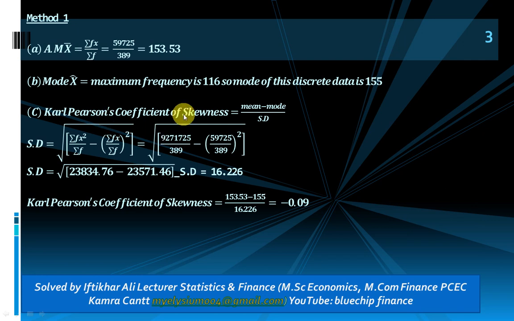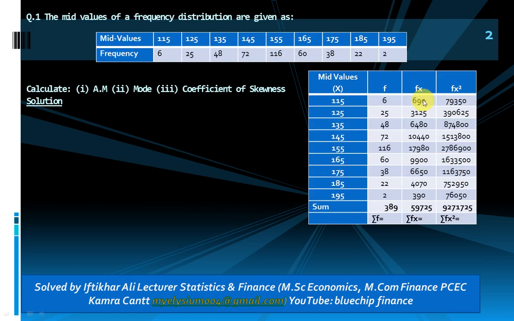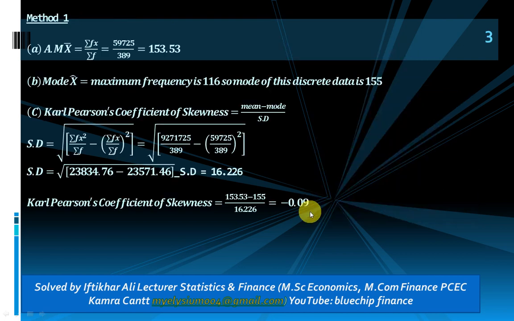And Pearson's coefficient of skewness is equal to mean minus mode divided by standard deviation. We have no problem calculating standard deviation with this data, because the formula for standard deviation is the square root of sum of fx square over sum of f minus mean square, and we have the mean. We just need one more calculation, fx square, which is equal to fx multiplied by x. After the calculation, the sum of fx square is 9271725. So after putting the values into the formula, standard deviation is 16.226.